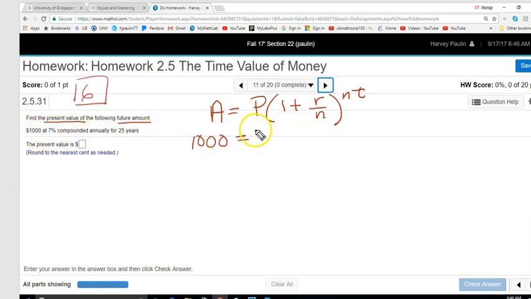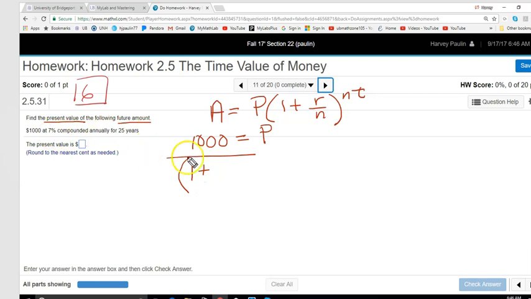Now, what we don't know is the principal. And to find what the principal is, we have to divide both sides by this. So I'm going to put this under the 1,000. Now it's going to be 1 plus, and we can think of all this being in a parenthesis.